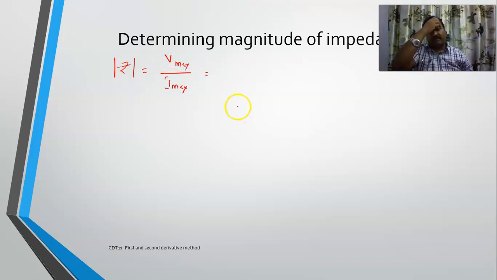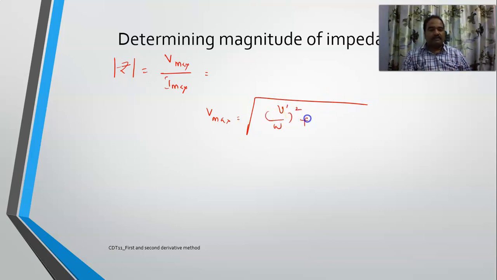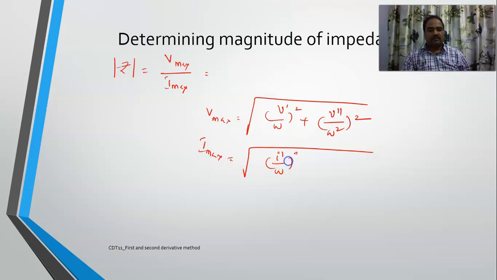We have already seen that V max is given by the square root of (V dash by omega) whole square plus (V double dash by omega square) whole square. Similarly, I max can be obtained from (I dash by omega) whole square plus (I double dash by omega square) whole square. From this, I can write mod Z, the magnitude of impedance, as V max by I max.